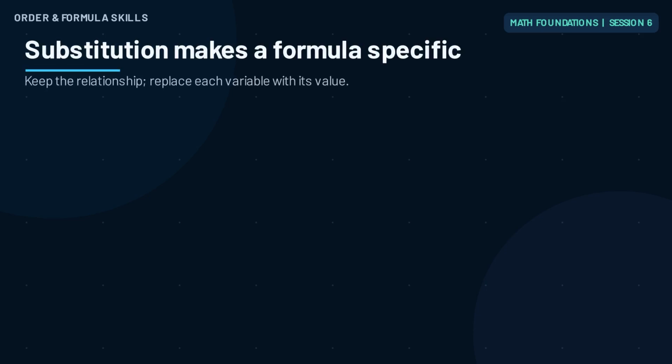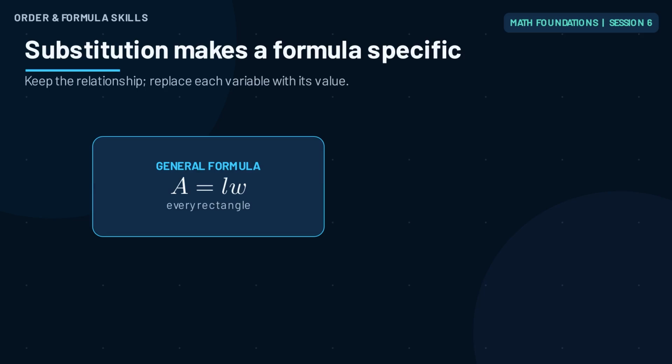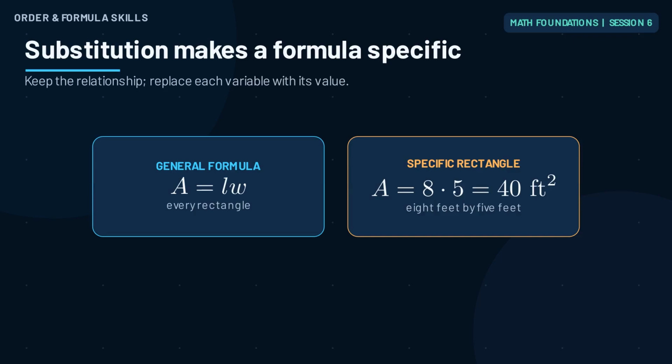Substitution is the bridge from a general formula to one specific answer. Before substitution, area equals length times width describes every rectangle. The letters hold places for quantities we do not yet know. For a rectangle 8 feet long and 5 feet wide, replace length with 8 and width with 5.